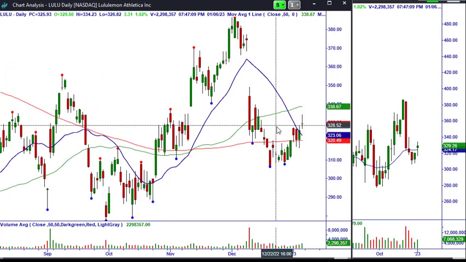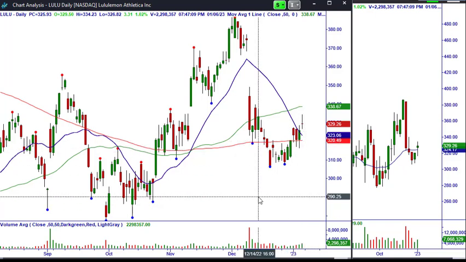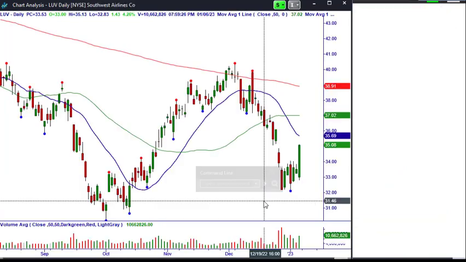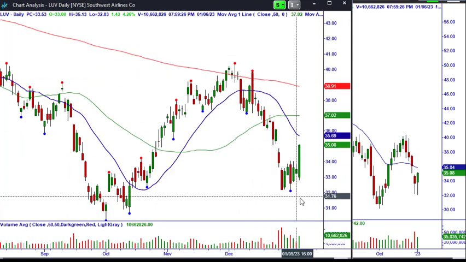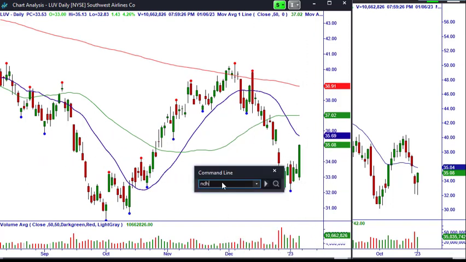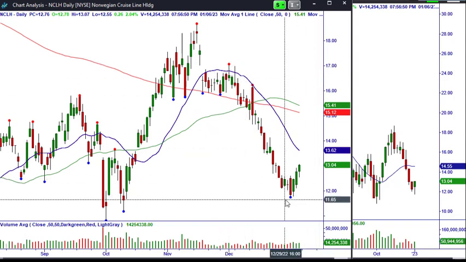Nice little gap breakup from a little continuation pattern. We shorted the 315s under last week's low. Make money through time decay. Two little climactic ones here, LUV and an airline. A little gap reversal breakout on the daily. We shorted naked puts. Northern Caribbean cruise line, all the same, climactic 180 reversal.